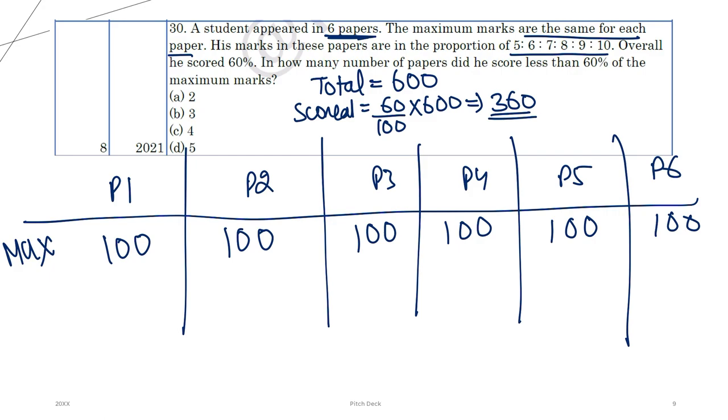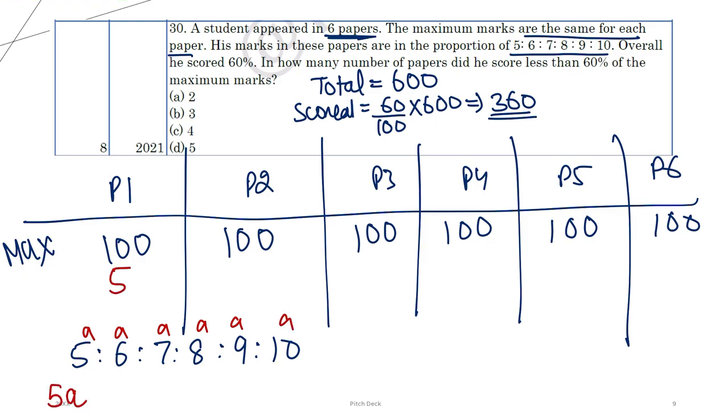Now, he has scored ratio 5, 6, 7, 8, 9, 10. These are the marks scored by him in the 6 papers. I have already told you that multiplying any ratio by the same quantity does not alter it. So multiplying each by A. So 5A is the marks scored by him in paper number 1. 6A is paper number 2. 7A, 8A, 9A and 10A. Right? I hope this is clear.